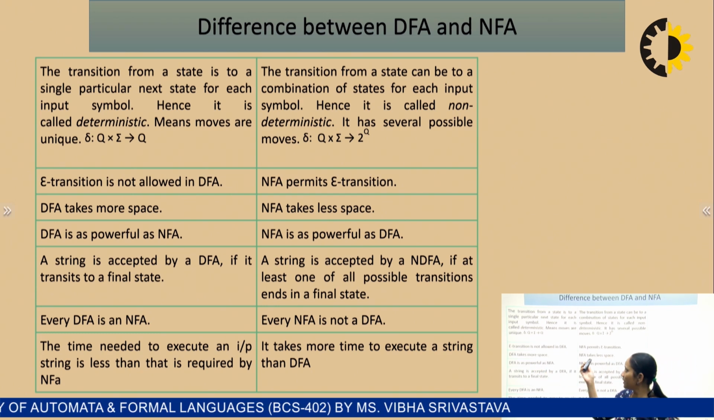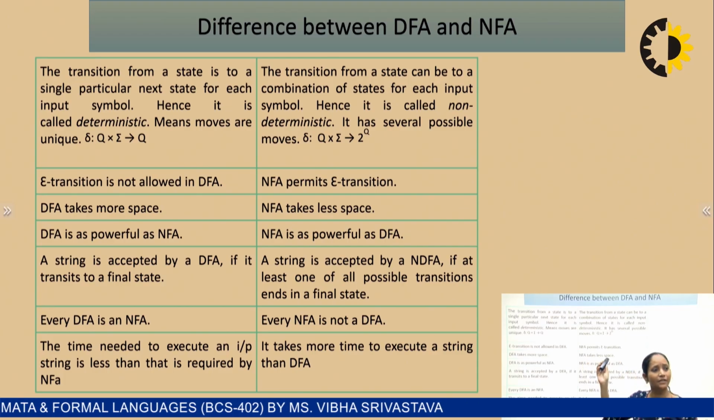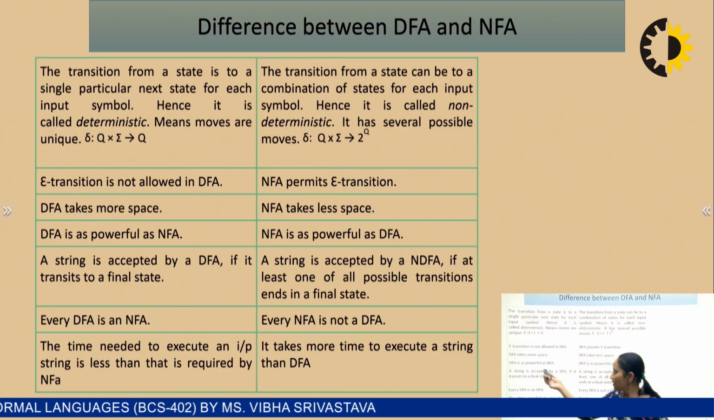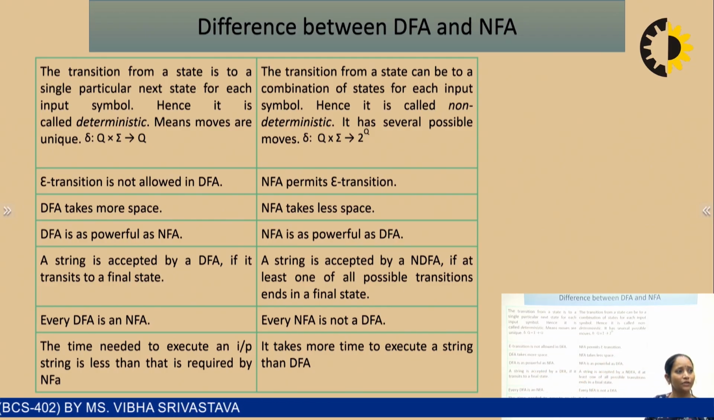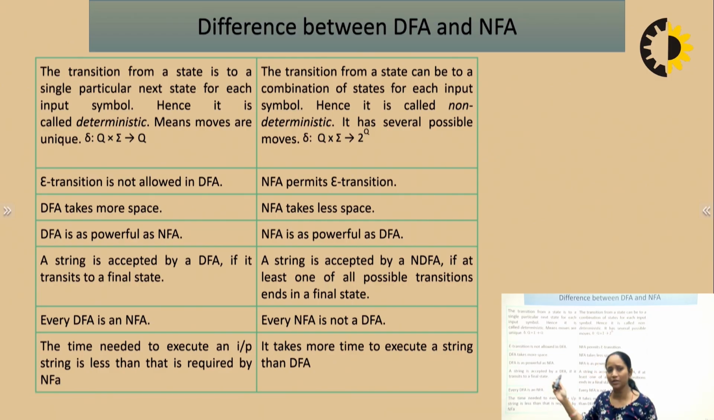DFA takes more space, and NFA takes less space as compared to the DFA. But DFA is more powerful than NFA, and NFA is less powerful than DFA. A string is accepted by a DFA if it transits to a final state. Means we can say that a particular string is accepted by the DFA if we reach the final state.